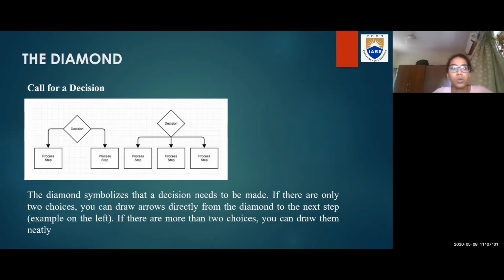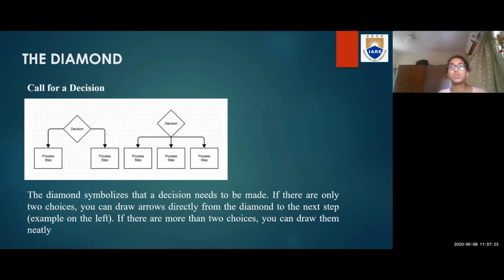Like, you know, just like this. Over here, you can write up, if brown sugar, then come here. Or else then go through these steps. So that is more of a decision call. You know, I just gave an example. The diamond symbolizes that a decision needs to be made. Therein, the reader needs to make the decision.